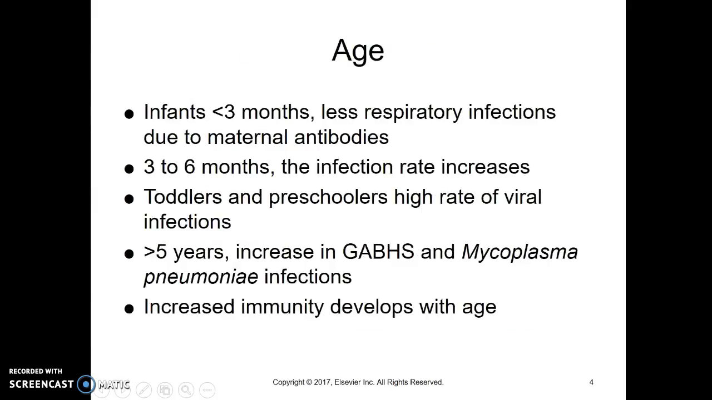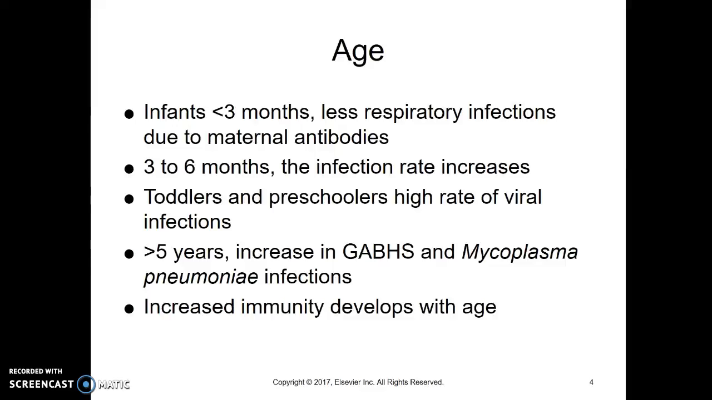So who gets these illnesses? Well, under 3 months, there's not a big problem because they have maternal antibodies. And especially breastfed babies will continue getting those maternal antibodies, so they do better. Then 3 to 6 months as that maternal store of antibodies starts to wear off, we see infection rates increase. Toddlers get really high levels of infection because they put things in their mouths, they just don't have good infection control habits.